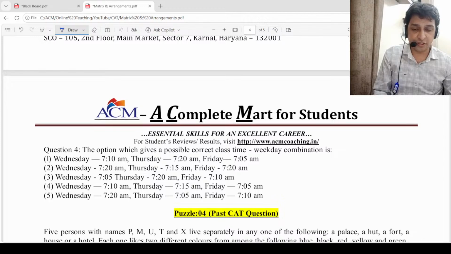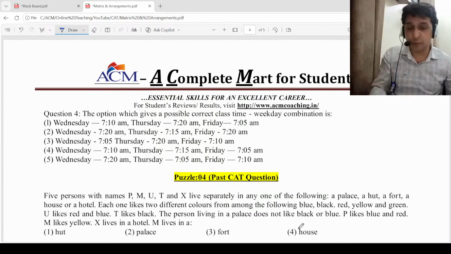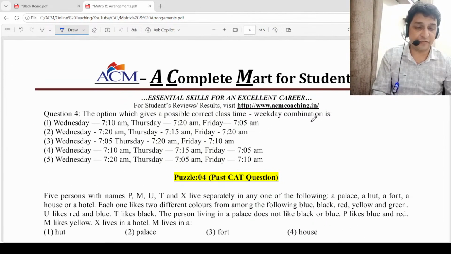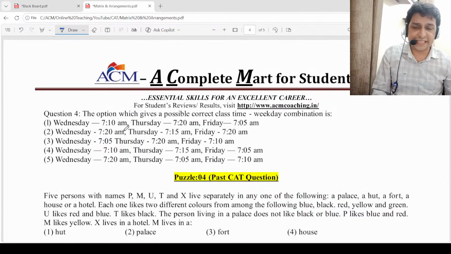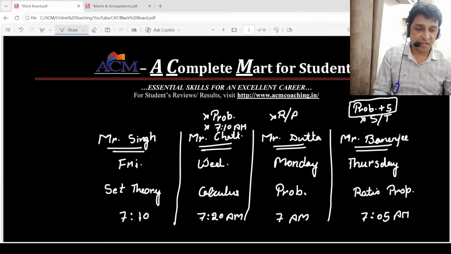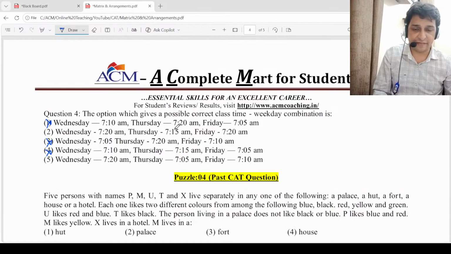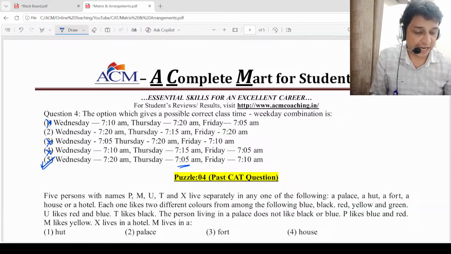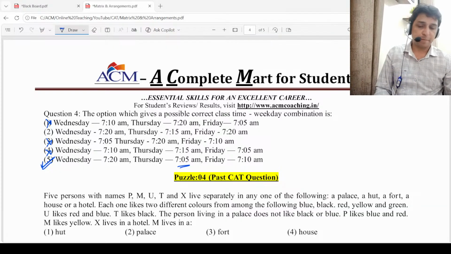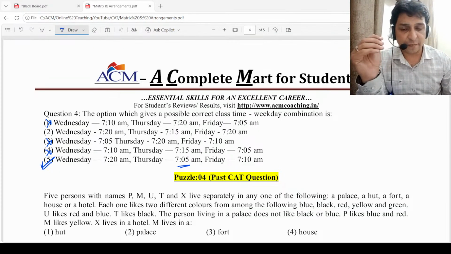The last question of this puzzle: the option which gives a possible correct time, weekday combination. Wednesday's class started at 7:10? Wednesday was 7:20. So this can't be the answer. This can't be the answer. This can't be the answer. These two are options we have. Thursday class started at 7:05, not at 7:15. The answer is option number 5, because this class started at 7:05. So all the 4 questions of this puzzle have been answered. So this is how we can answer the question.